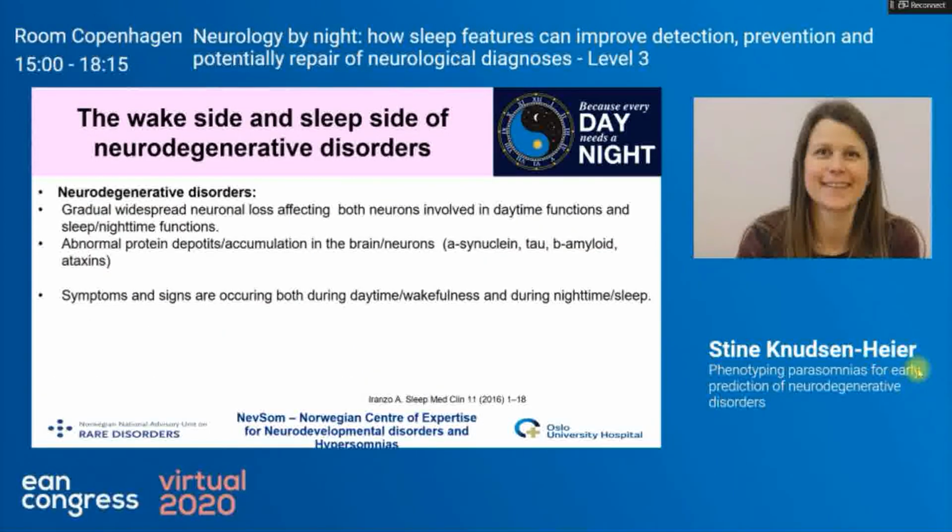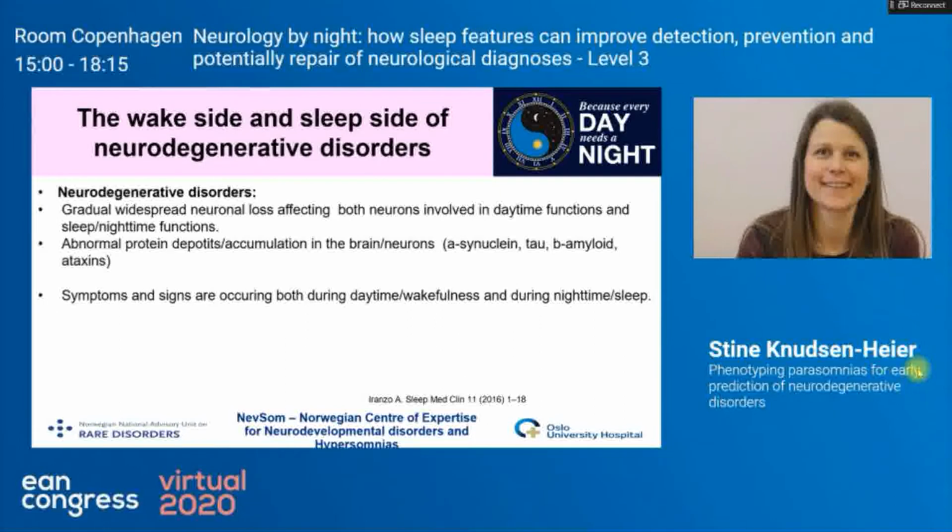So, the wake and the sleep side of neurodegenerative disorders. As we talked about, this gradual widespread neuronal loss that happens in the neurodegenerative disorders affects both neurons that are involved in the daytime and nighttime or sleep functions. So they can be lesioned and destroyed.